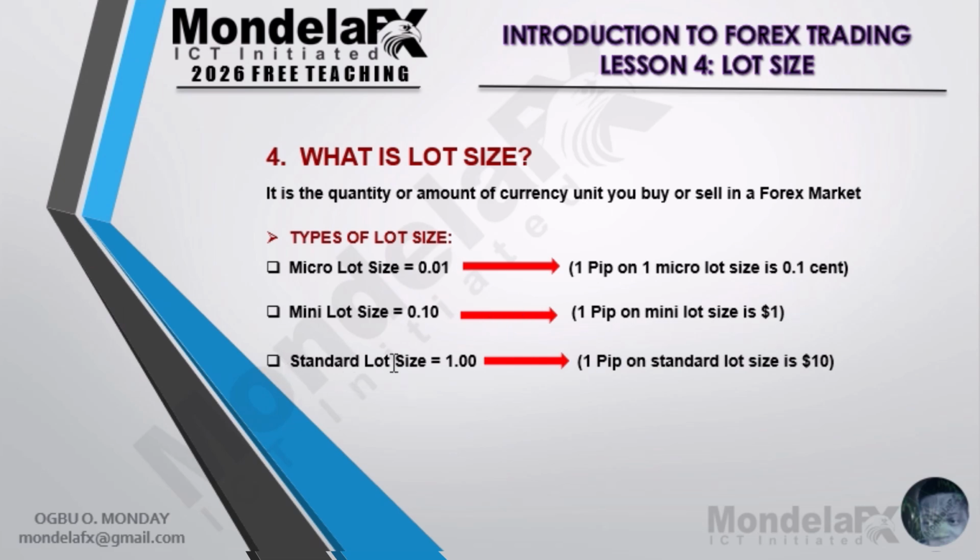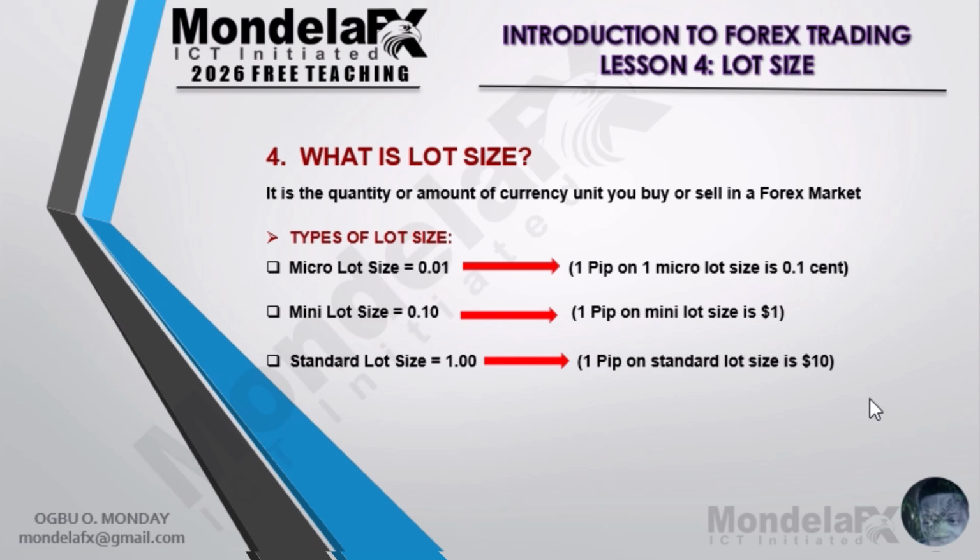Then the last one, which is the standard lot size, equal to 1.00. On this standard lot size, 1 pip is $10. If you're in a trade, you buy euro versus dollar now, and it's moving up in your direction, if you move 1 time, it's giving you $10. If you move 2 times, it's giving you $20. If you move 10 times, it's giving you $100.